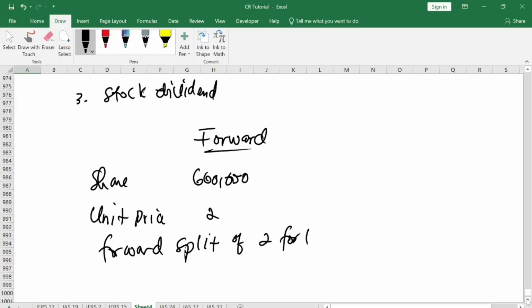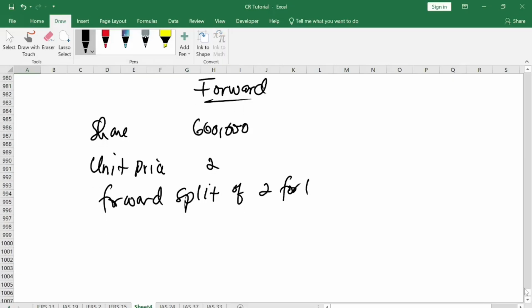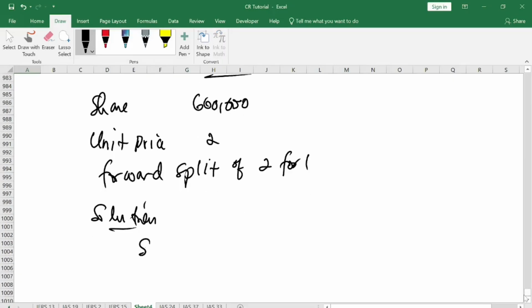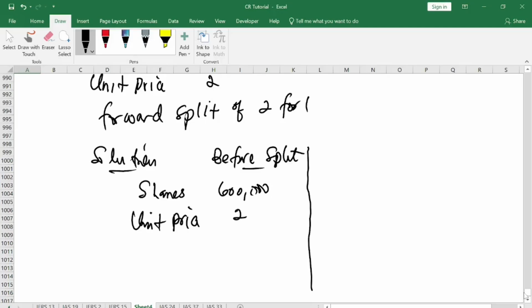What does this mean? This means the company has decided to split their shares into smaller units. So how do they do that? You will have your number of shares, which is 600,000. This is before split, and the unit price is 2. So when you multiply, it will give you share capital of 12 million.